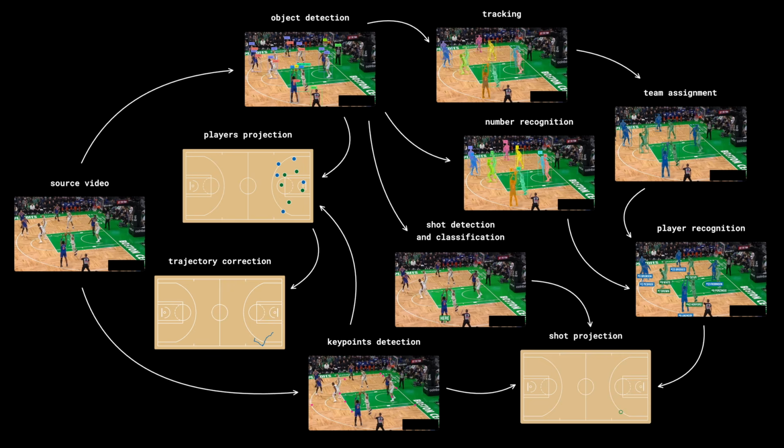Once players are tracked, we move on to jersey number recognition. We'll fine-tune the compact vision language model, SmolVLM2, for OCR, and learn how to pair those detected numbers with the correct tracked player. Finally, we map players onto the court.